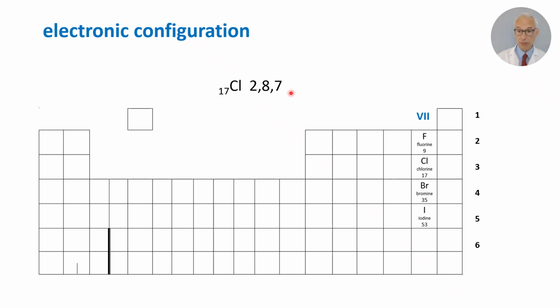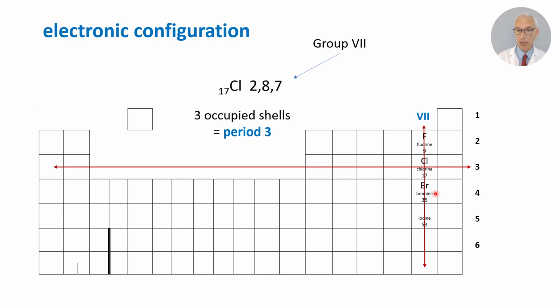Taking a second example, chlorine 287. Stop the class and imagine you're talking to me directly. Explain why it is positioned where it is in the periodic table. Okay, so of course 7 electrons in the outer shell, so it's in group 7. 3 occupied shells, 287, 3 occupied shells, so it's in period 3. The intersection between group 7 and period 3 is the position that we find chlorine.